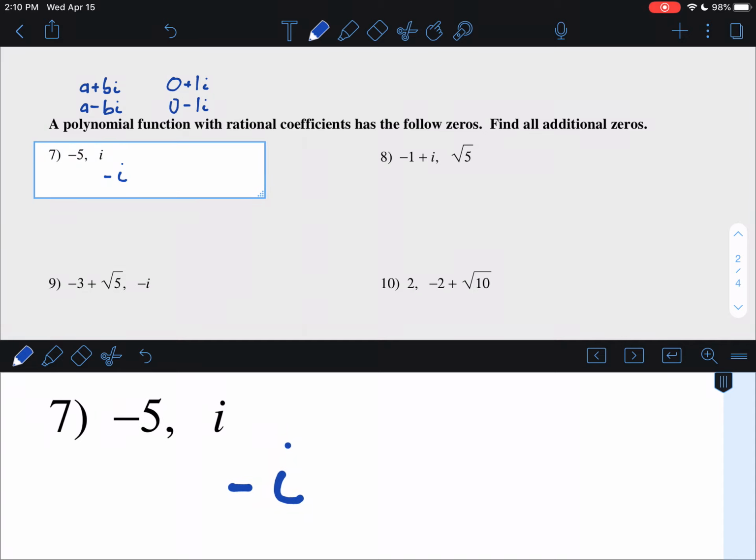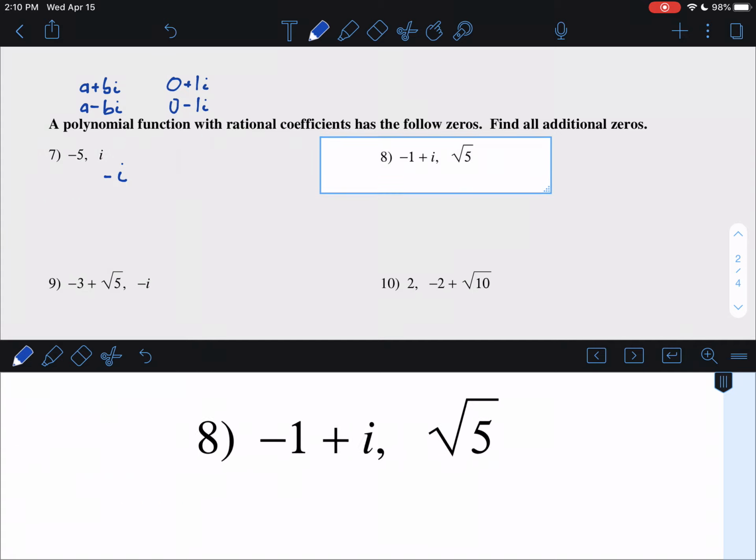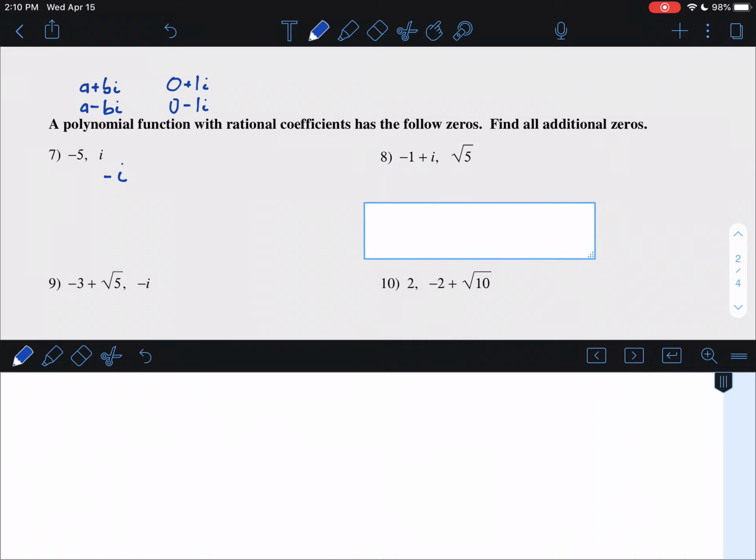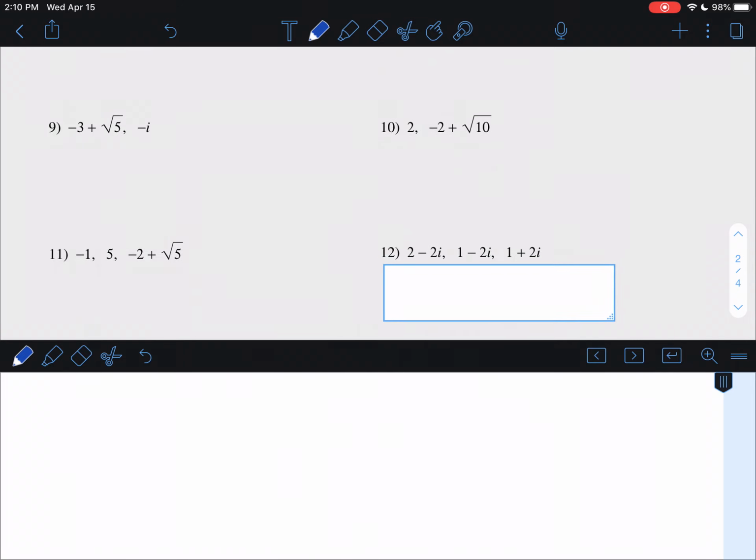So that means I have to have the complex conjugate of these imaginary numbers. And the same thing is going to apply to irrational numbers. Let's see, what's a good one for me to do?